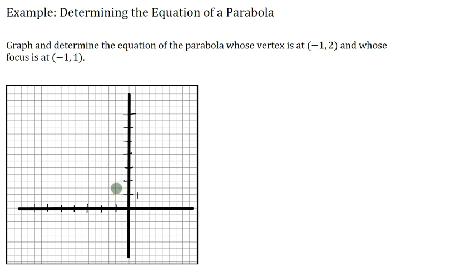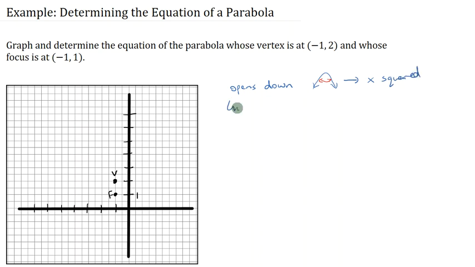Let's plot the ordered pair -1, 2, which will be right there. That's our vertex. And our focus is -1, 1, which is right there. So this is our focus and this is our vertex. We can tell this parabola is going to open down, which means that it's going to look like this, which means that we have symmetry left to right, which tells us that x will be squared in this equation.